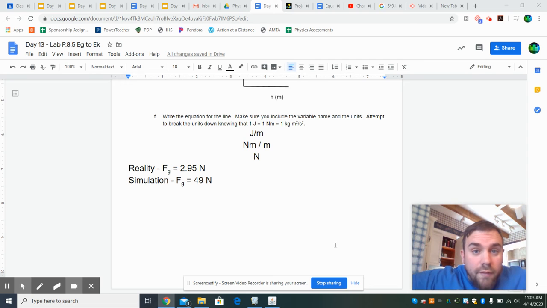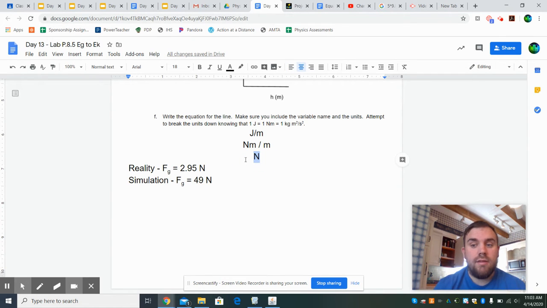Let's tie a bow on this lab, shall we? So we got units of newtons. The question that I asked you was, what has units of newtons? Well, force has units of newtons. In particular, what type of force are we talking about?